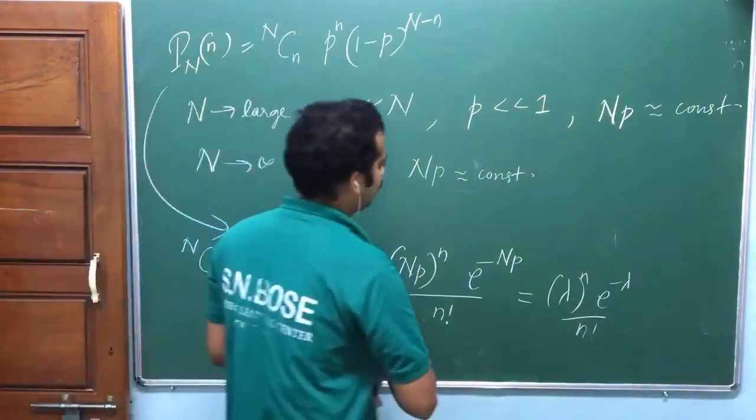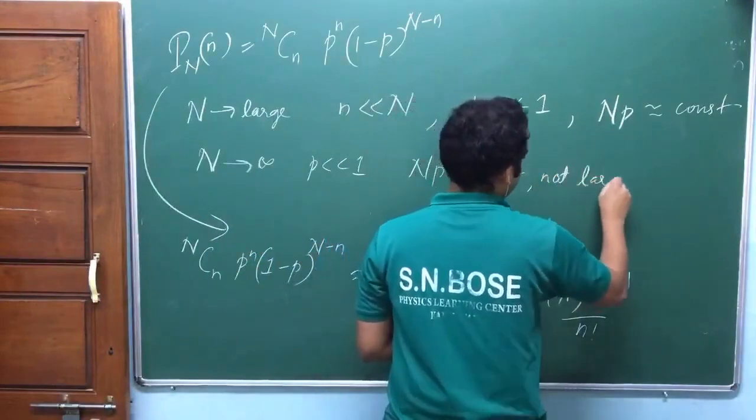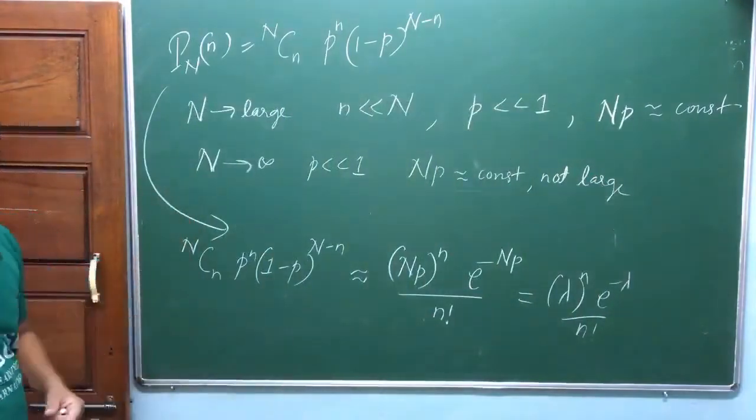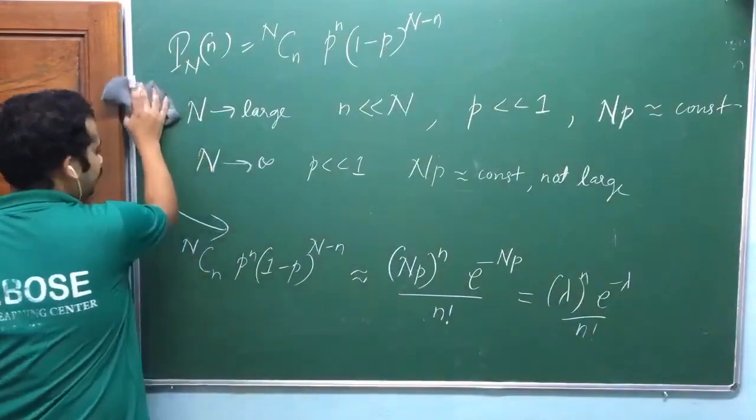So this is not large. This is equal to a constant, which means this is not large. N into p is not too large; there's some finite value. Okay. Look at here, the same thing.